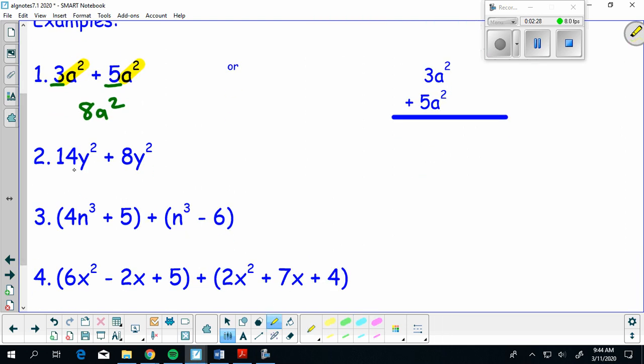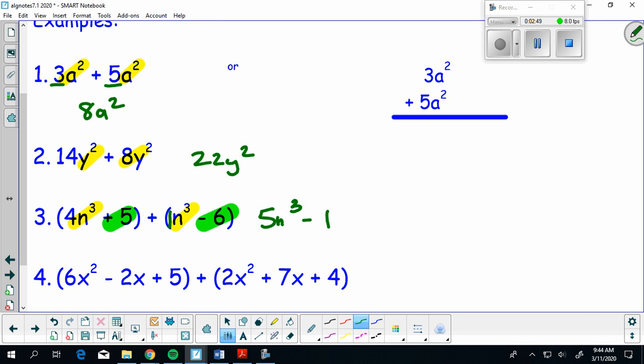Same thing here. These both have y squared. So when I add those together, that would be 22 y to the second. On the third one, I'd add these two because they have n to the third. That would be, there's a 1 here. So 5n to the third. And the other one would be positive 5 and negative 6. They're also like because they're constants together. So my final answer there.